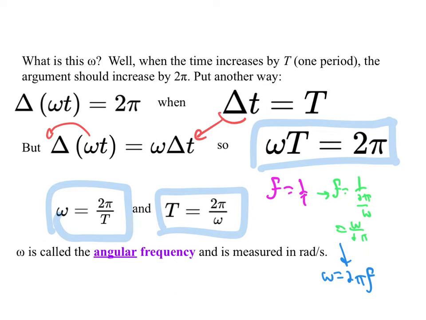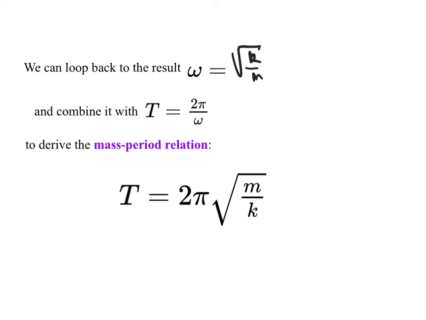That's the 2 pi that's coming from 2 pi radians that will be with you for the rest of your career in mathematical and scientific applications. We can look back to our earlier result that omega is the square root of k over m, and combine it with the fact that T is 2 pi over omega to derive what we had earlier before, the mass period relation, that the period is 2 pi square root m over k. And so we're satisfied, mostly.